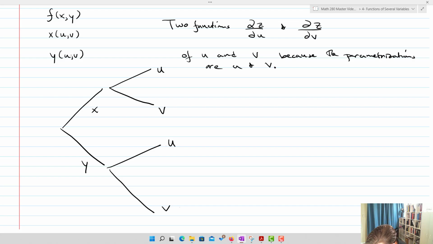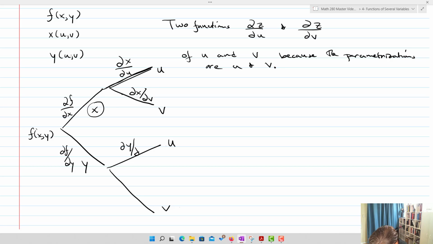But what we'll do here is, first, here's f of xy. And so you're going to have df dx. And in this tree diagram, the next thing that happens is x becomes your dependent variable and you get dx du and then the partial of x with respect to v. Then when we go down to y, we're going to have df dy, and we'll have dy du when we take this path with y to the u, and the partial of y with respect to v. Now the way that tree diagrams work is we're going to multiply along the branches, and this is called a branch.